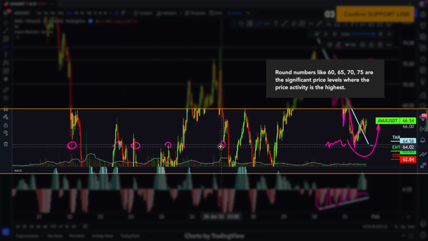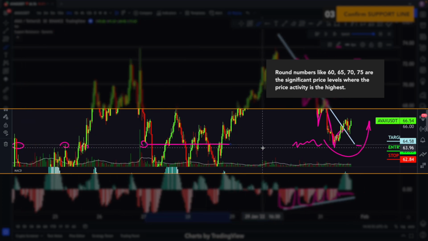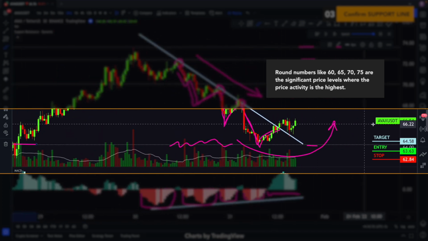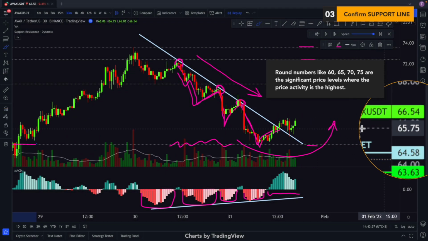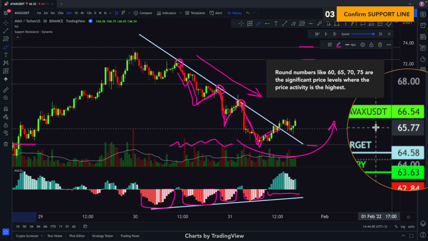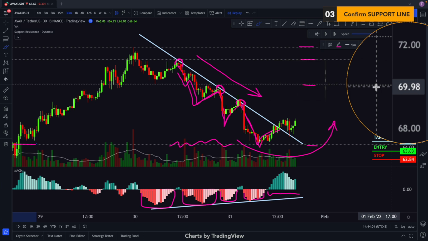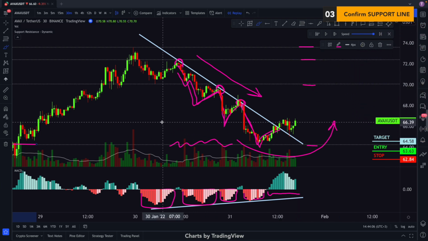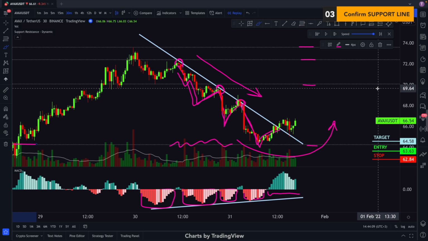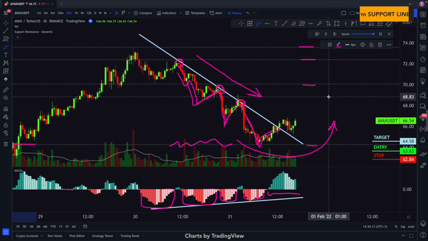Another reason for this is the price itself, $65. Round numbers like 60, 65, 70, 75 are the significant price levels where the price activity is the highest. Those round levels may act as powerful support and resistance lines.